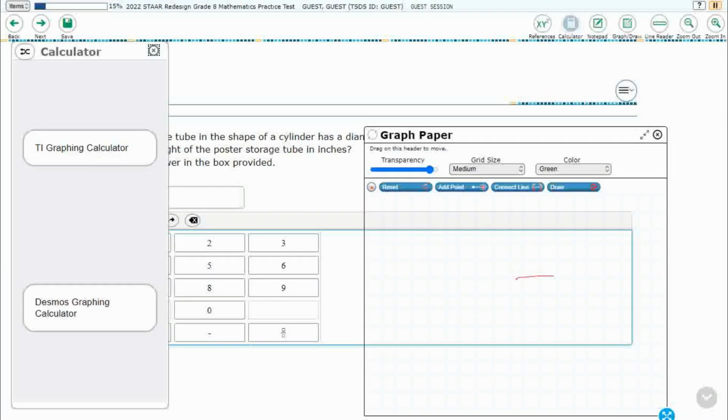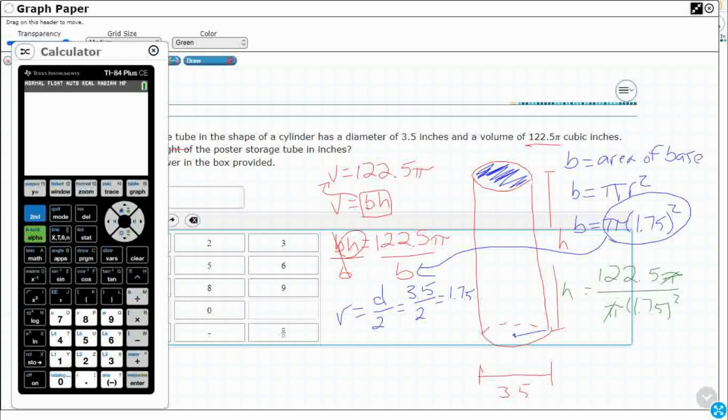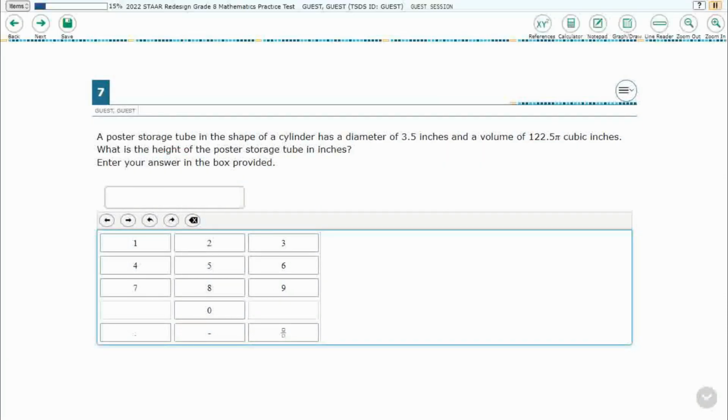So let's get a calculator working here. Let's use that one. And let's just plug it in. 122.5 divided by 1.75 squared. And what do we get? 40. Nice and even. All right, so there we go. Our answer is 40.